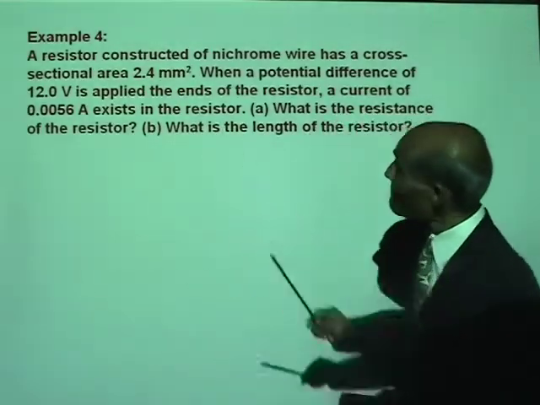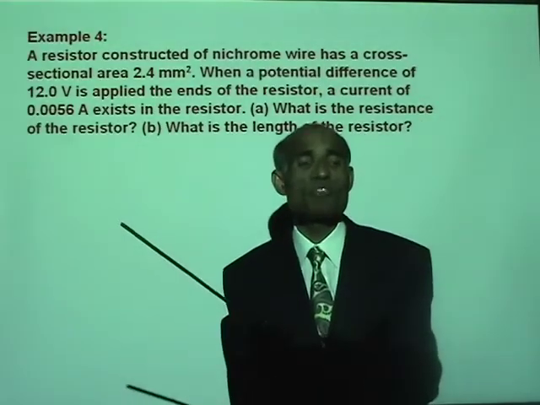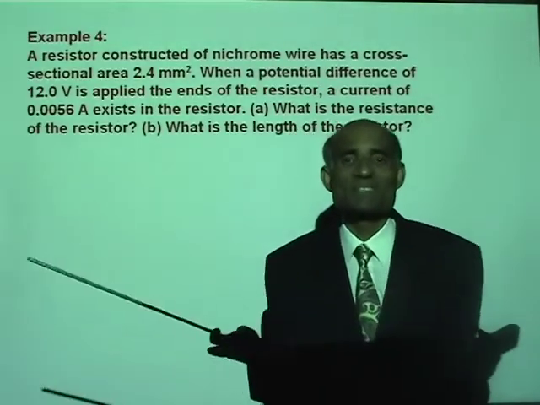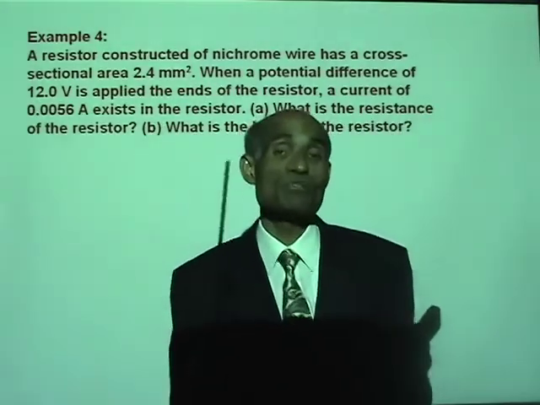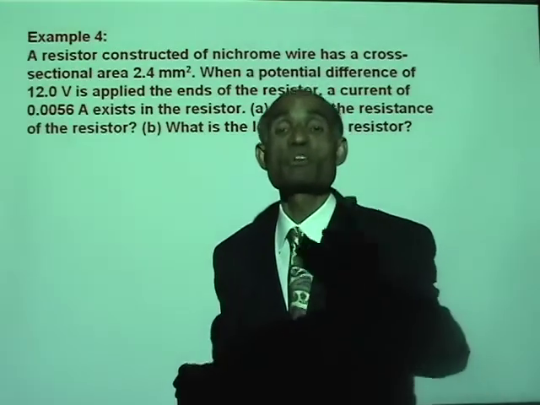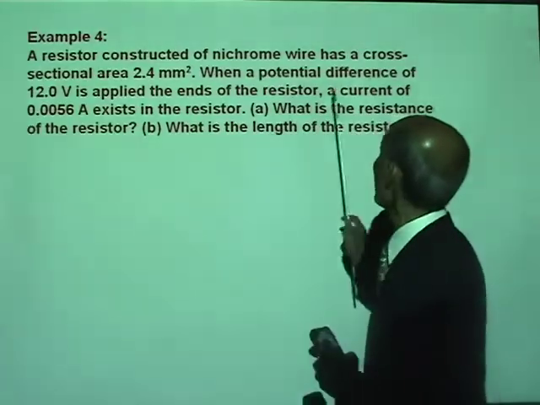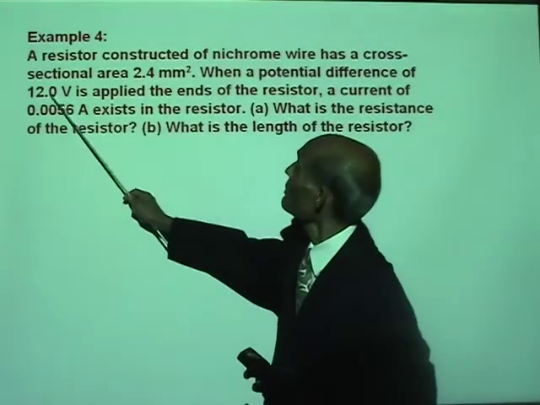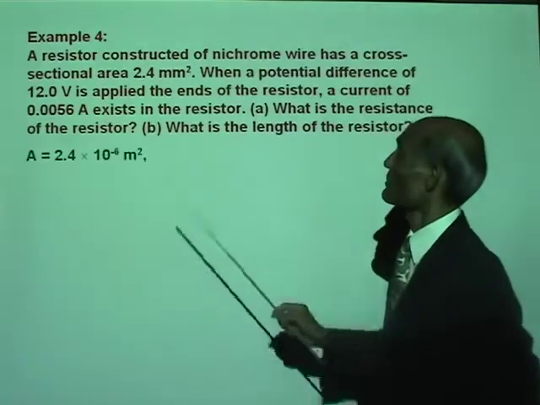If you pick the data, you will see immediately we have enough information to find the resistance. Because if you know your Ohm's law, in order to find the resistance of a conductor, you need only the potential difference across it and the current in it. We have the potential difference, we have the current, therefore we can find the resistance.